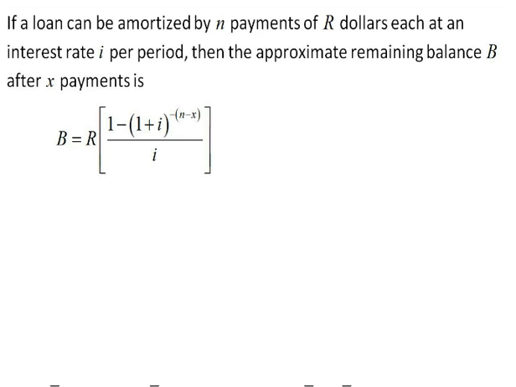Now if a loan can be amortized by N payments of R dollars at an interest rate of I per period, then the approximate remaining balance, let's call it B, after X payments is given by the formula B is equal to R times the quantity 1 minus the 1 plus I raised to the negative the quantity N minus X, all divided by I. Now it's best to see this with an example.